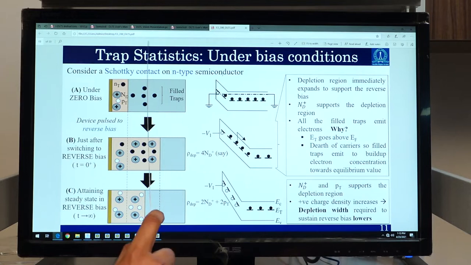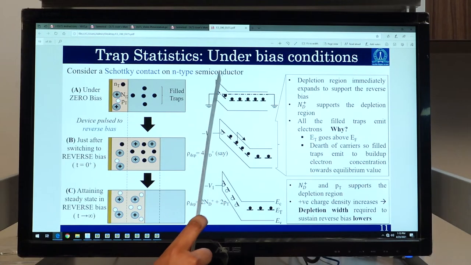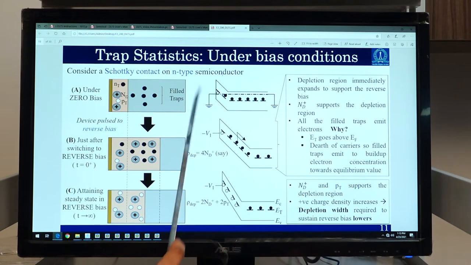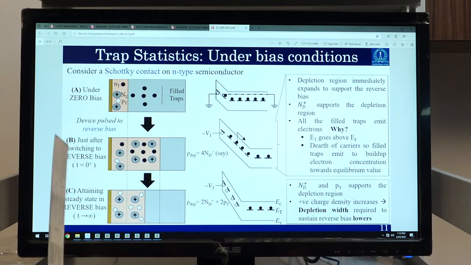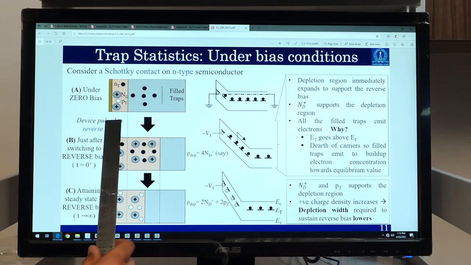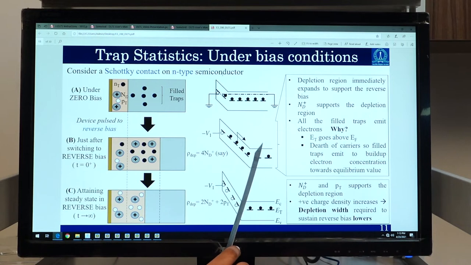So this is the work of the filling pulse. It ensures that all the traps are filled up to the junction. Now given these traps are filled up and we have equilibrium in place, we then pulse the device to a reverse bias. In the reverse bias, in response to a negative voltage, the depletion width immediately expands. Let us say the depletion width expands up to a point A.